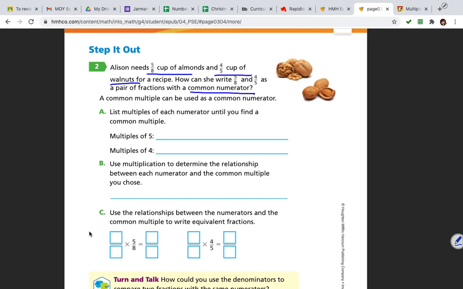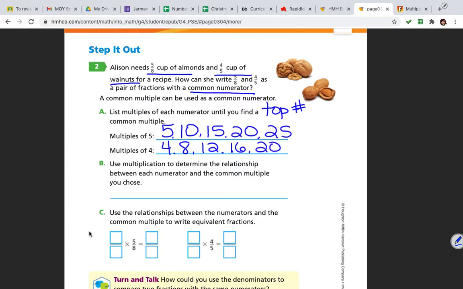A common multiple can be used as a common numerator. List multiples of each numerator until you find a common multiple. The numerator is the top number, so our top numbers are 5 and 4. Multiples of 5, this one's easy: 5, 10, 15, 20, 25. Multiples of 4: 4, 8, 12, 16, and 20. Use multiplication to determine the relationship between each numerator and the common multiple you chose. The only one I see they have in common is 20.